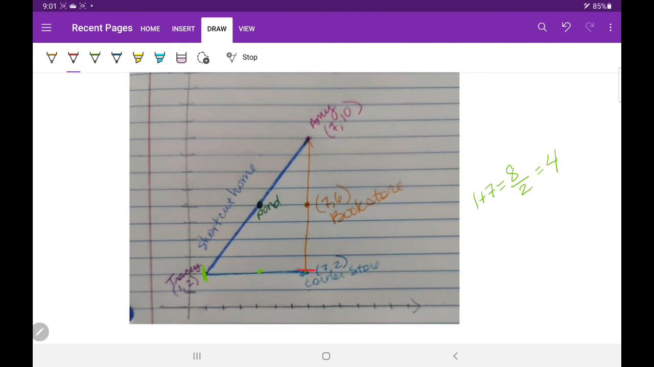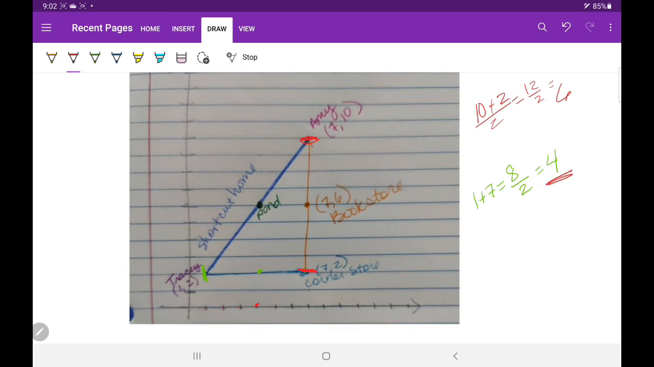So halfway from here to here, we know if we add them together, 10 plus 2, and divide by 2, we get 12 divided by 2, which is 6. Whoops. So I'm going to go up 6, but I'm going to go from my x. Starting at the x-axis, I just mean that I'm going straight up and down. This was over 1, 2, 3, 4, which is what we got right here.